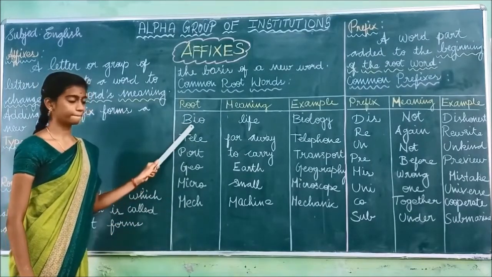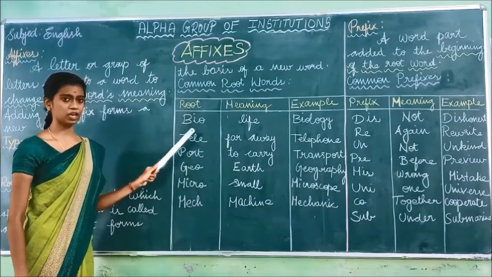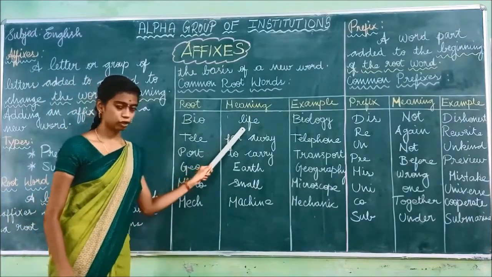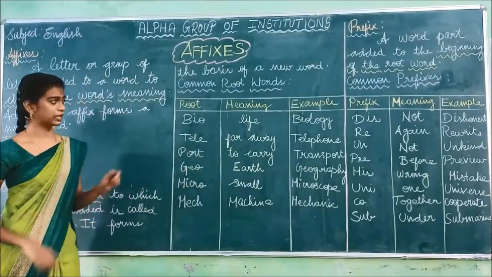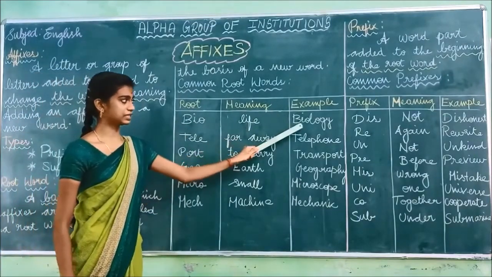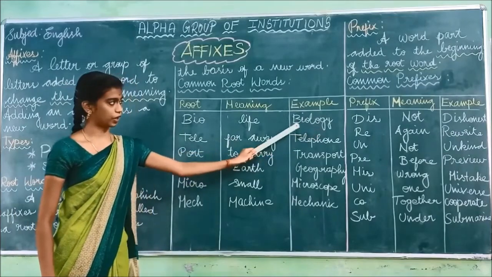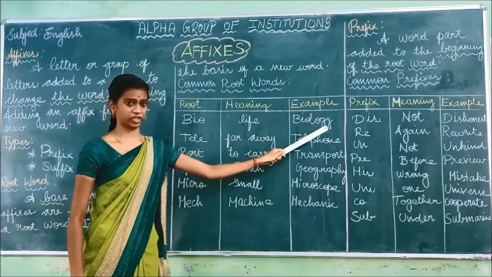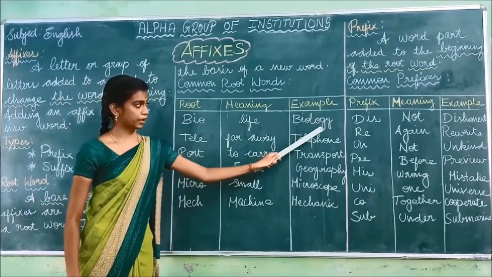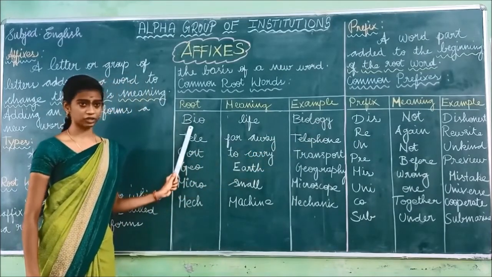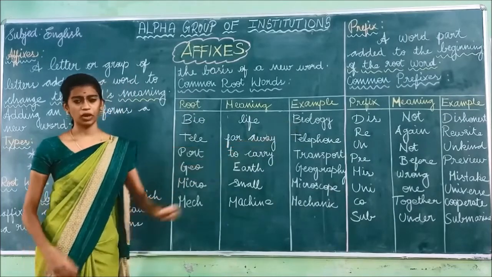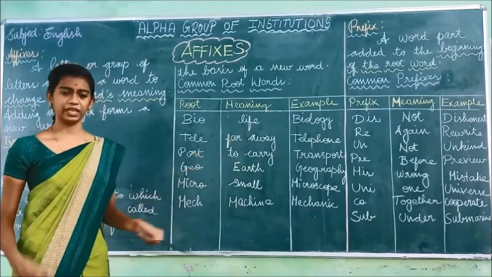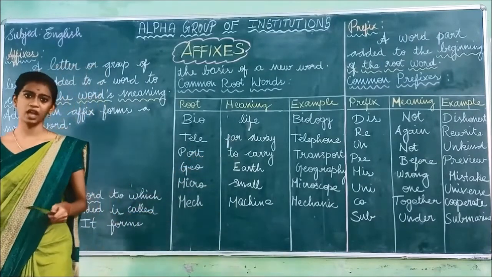The first one, bio. This bio is a root word. What is the meaning of bio? The meaning of bio is life. The example is biology. From this root word, we have added the suffix logy. So the example for the root word bio is biology. What is meant by biology? The study of life. It can be either plants or animals.